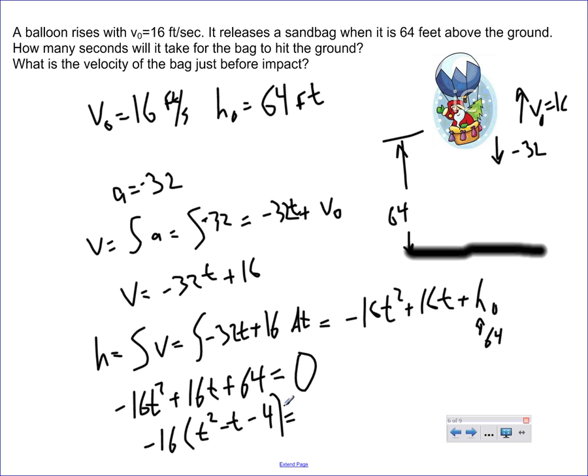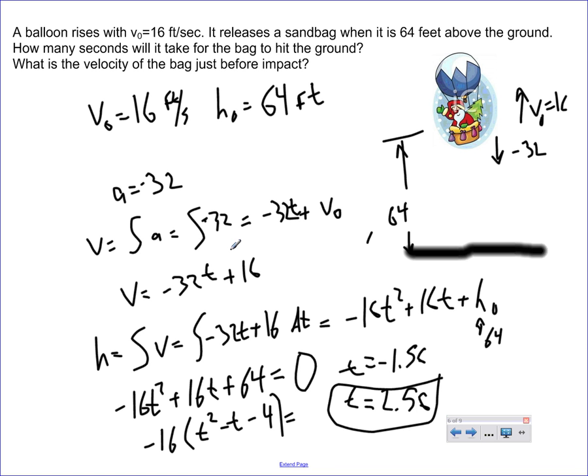So we're going to plug into the quadratic formula, with negative 16, 16, and 64. And we get roots of negative 1.56 and 2.56. So t equals negative 1.56 and t equals 2.56, and we know that 2.56 is the right answer because the negative one didn't happen in the past.